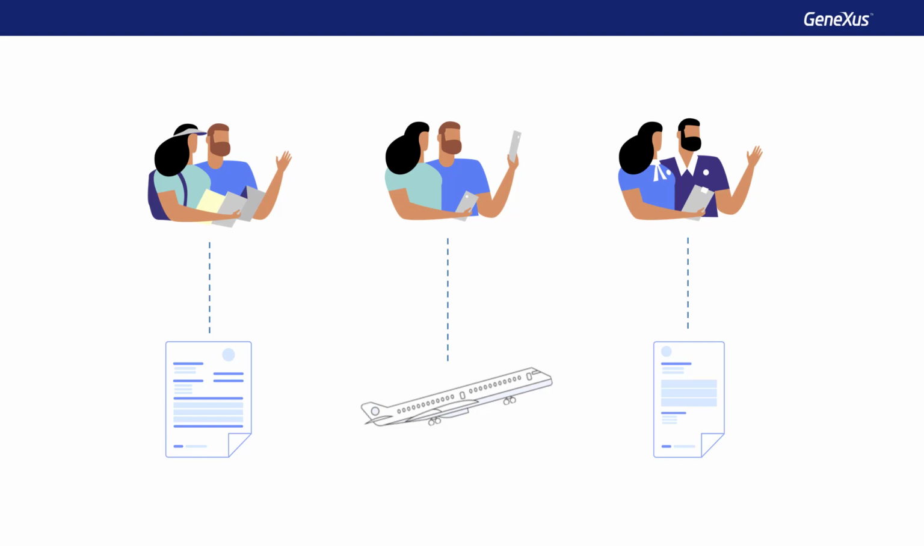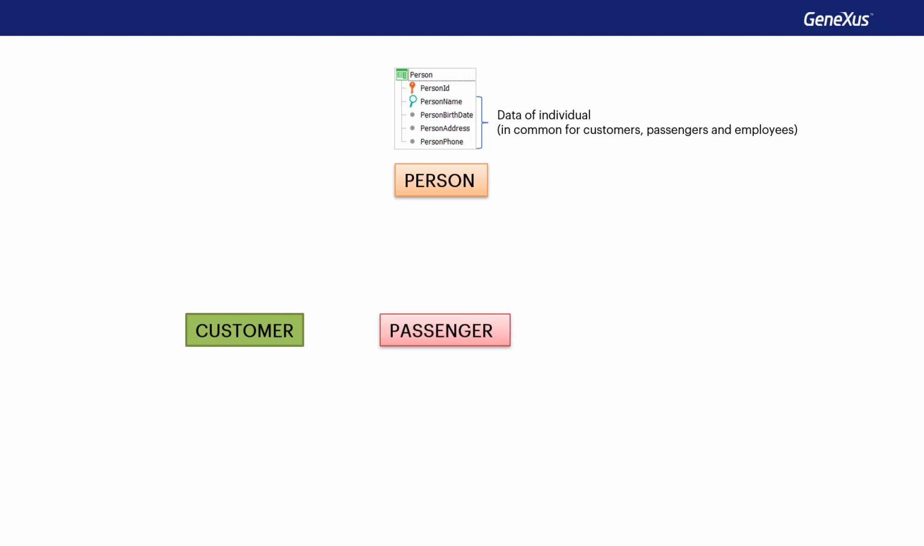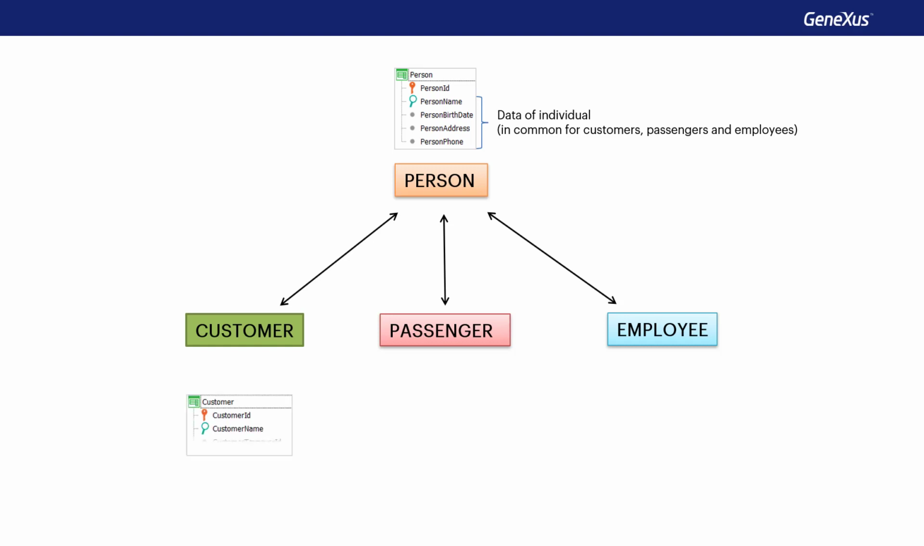So, instead of just a customer transaction, we could define a transaction called person that handles information that is common to all people. For example, a name, date of birth, address, phone number, and so on. And transactions that are person specializations, because customers, passengers, and employees are people. Each specialization will have its own specific data. Customer will have a taxpayer number. Passenger will have a passport number and expiration date. And employee will have a salary.